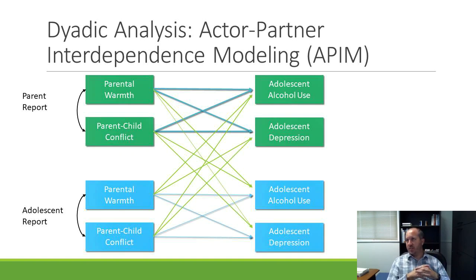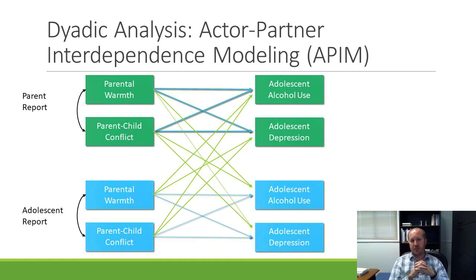As you can see in this example, on the top end, we have the parents' reports of parental warmth, parents reporting on their parent-child conflict, how much they think their adolescents are using alcohol, and how depressed they think their adolescents are, versus the adolescents' reports for these same variables. So this is the adolescents. Again, these are going to be the exact same variables. So the adolescents reporting on their parental warmth, parent-child conflict, their alcohol use, their depression.